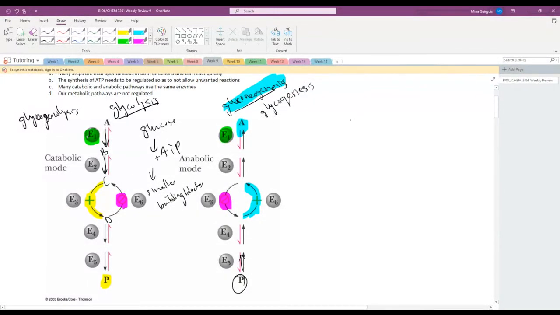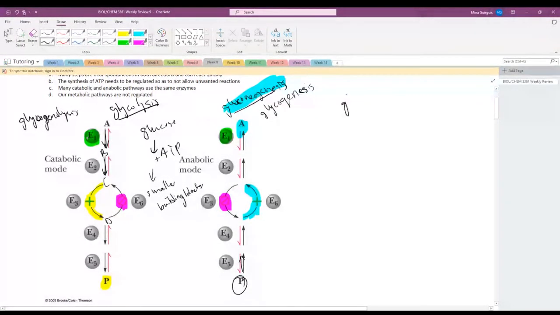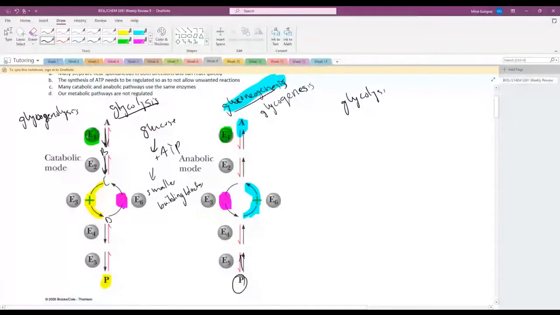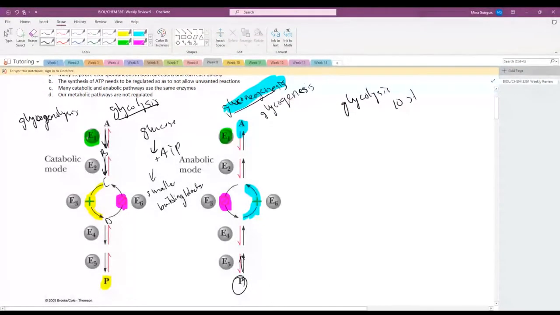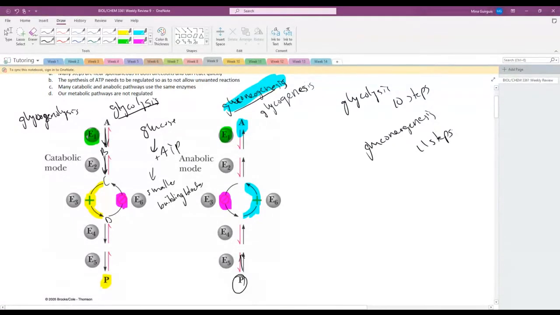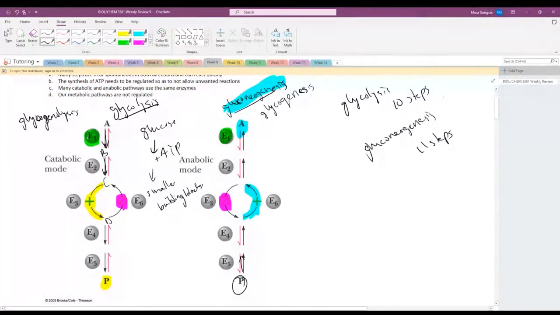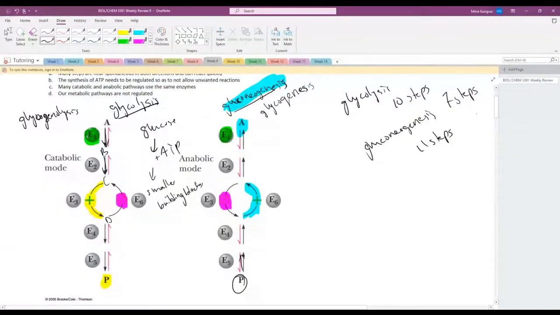And the key to them is glycolysis is 10 steps, and gluconeogenesis is 11 steps, okay? They have 7 steps in common, but reversed.